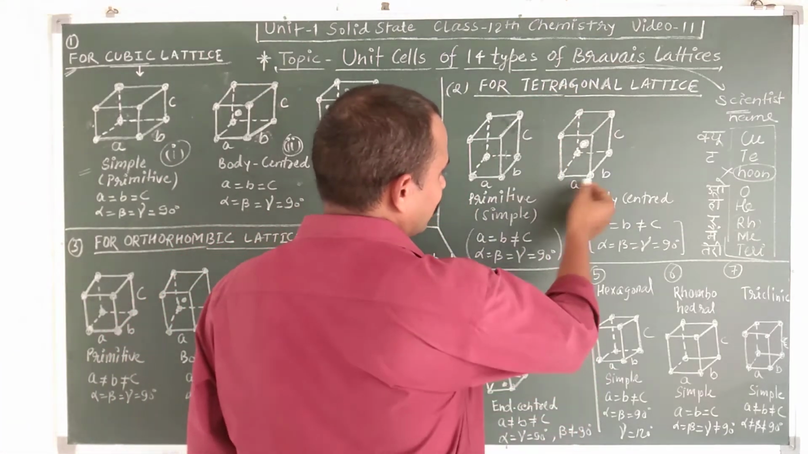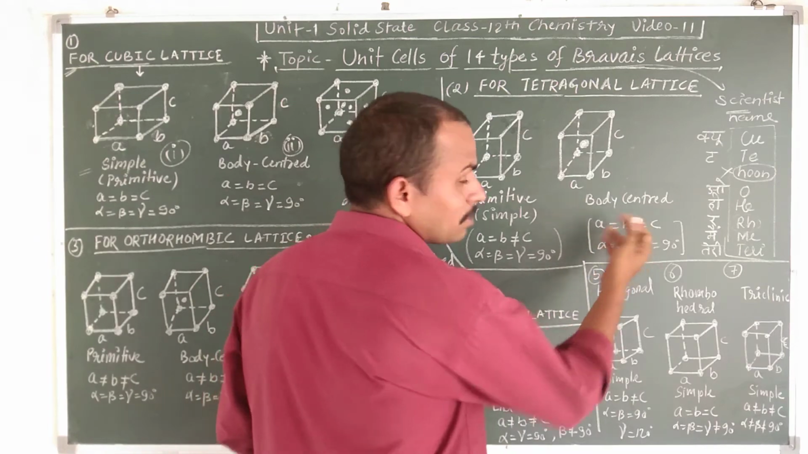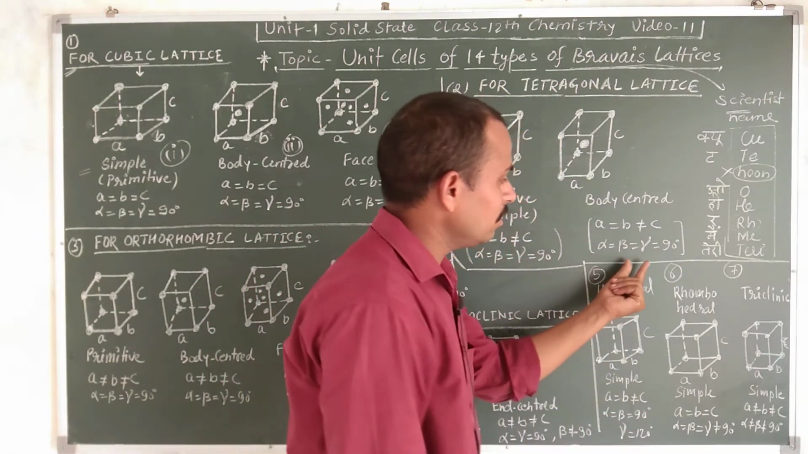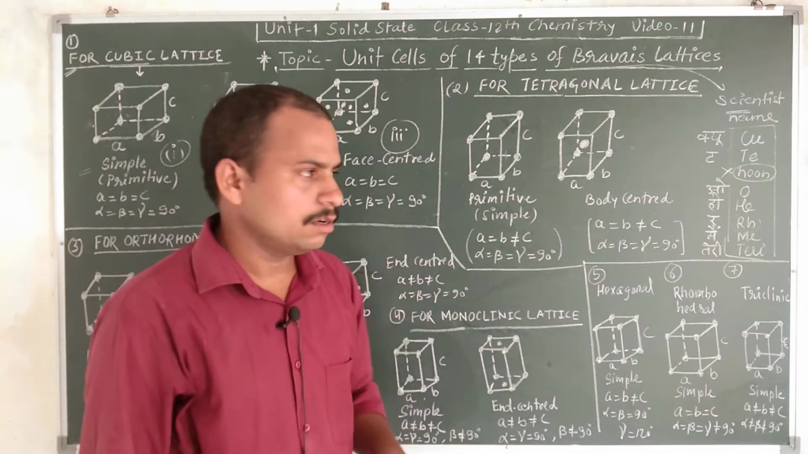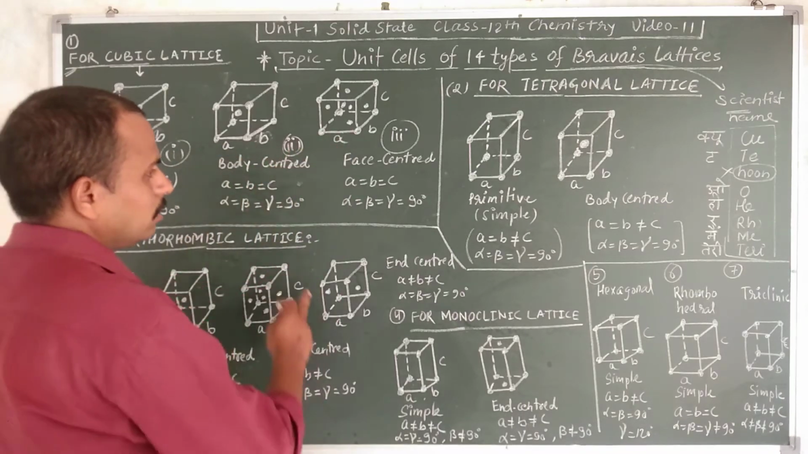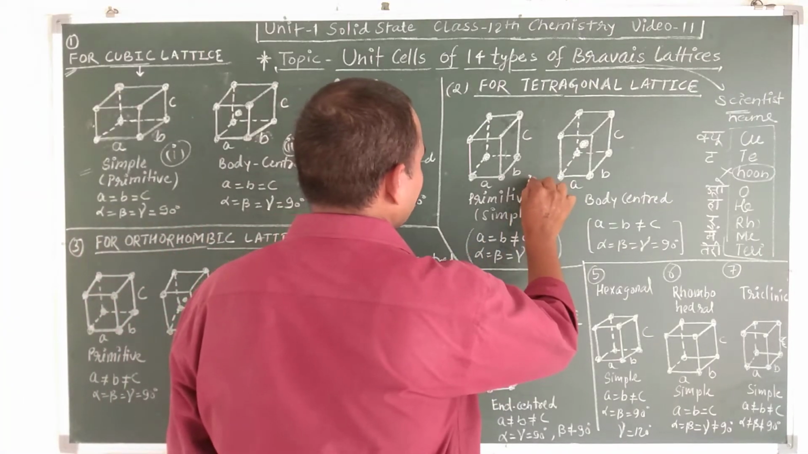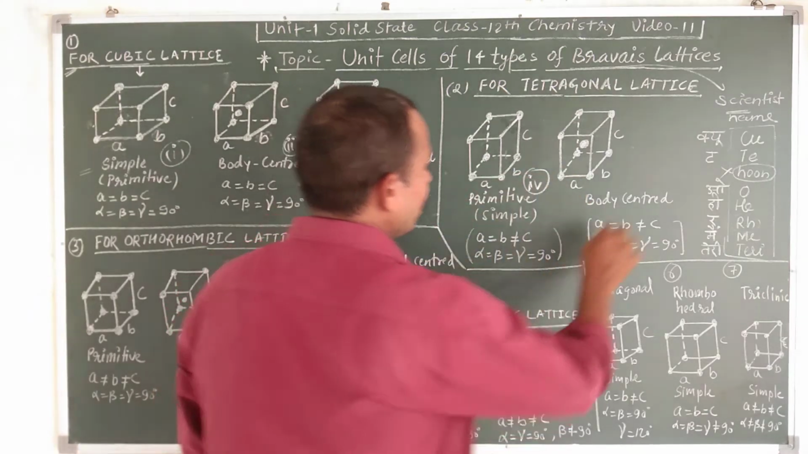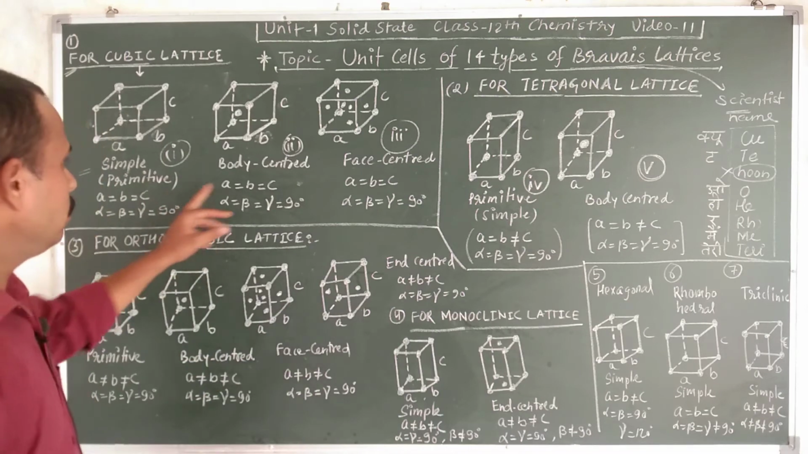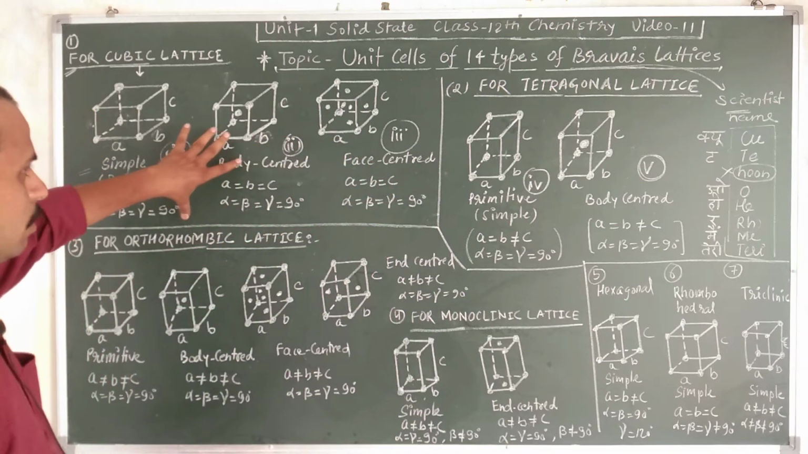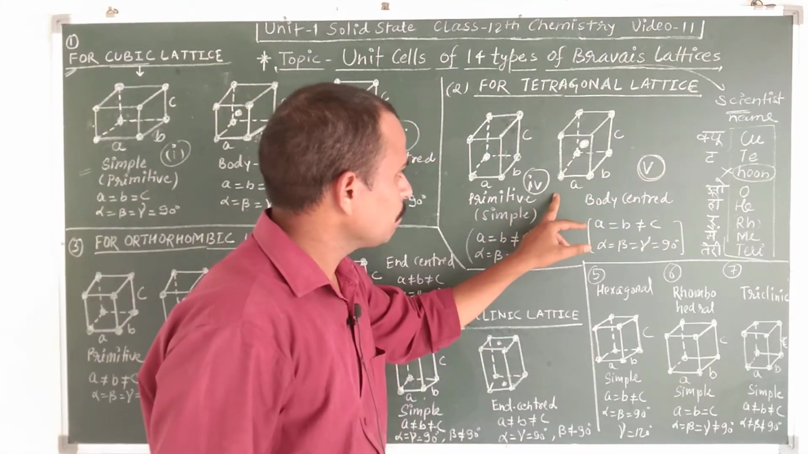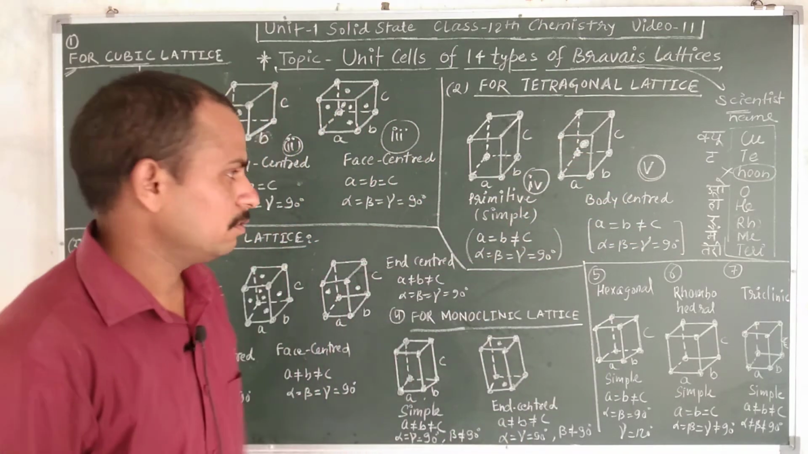What about edge length? Edge lengths are the same: a equals b but does not equal c, and all three axial angles equal 90 degrees. So this is the fourth Bravais lattice, and this is the fifth. There are three Bravais lattices under cubic and two Bravais lattices under tetragonal lattice.